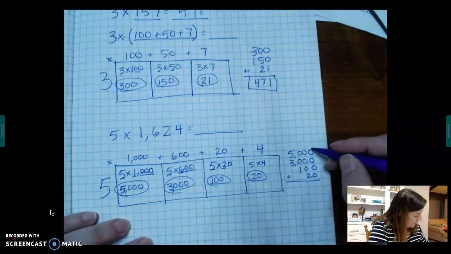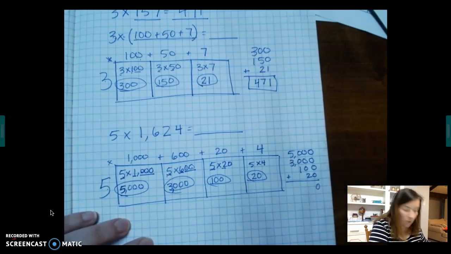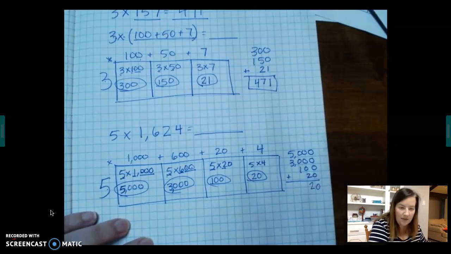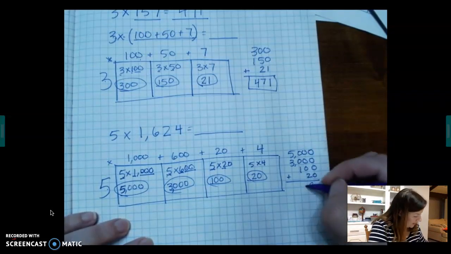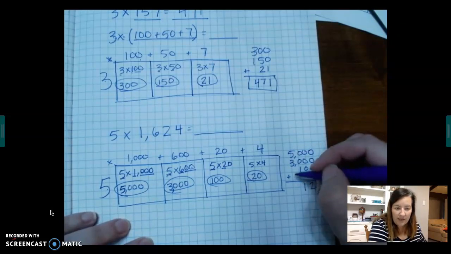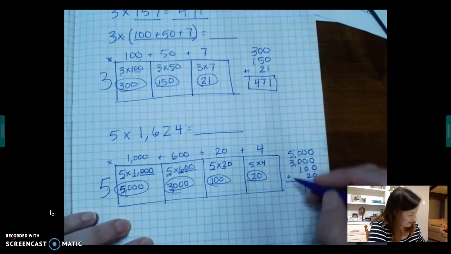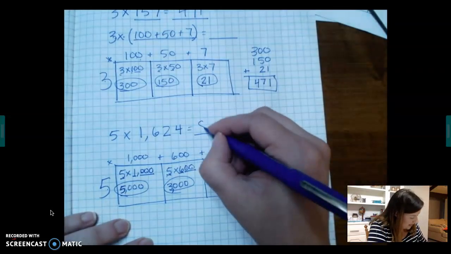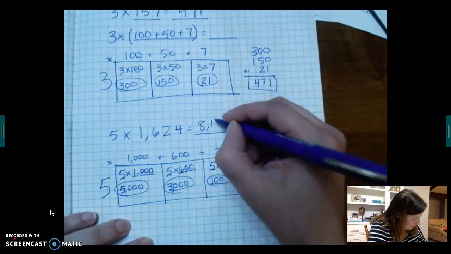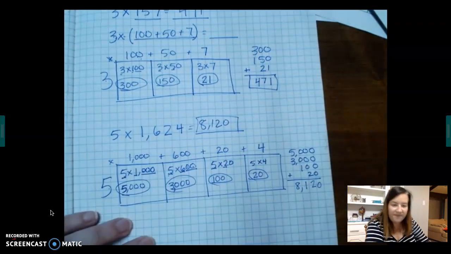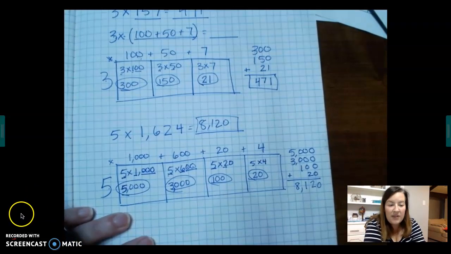So here in my ones place, I have nothing, no ones. In the tens place, I have 2 tens. In the hundreds place, I have 100. And then in the thousands place, I have 5, 6, 7, 8. 8,000. So the answer is 8,120. The final answer. We're going to practice some more of these on the next page.